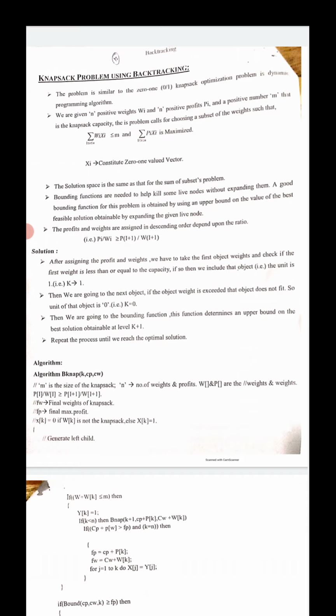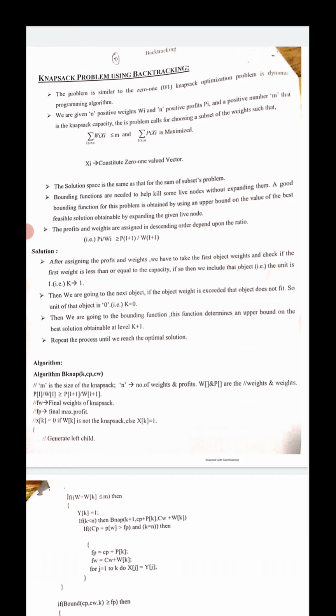The problem calls for choosing a subset of the weights such that the summation of wi xi, where i varies from 1 to n, is less than or equal to the bag capacity m, and the summation of pi xi, where i varies from 1 to n, is maximized, where xi constitutes a 0/1 valued vector.